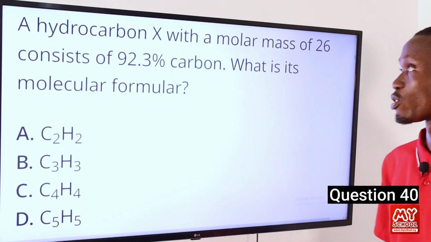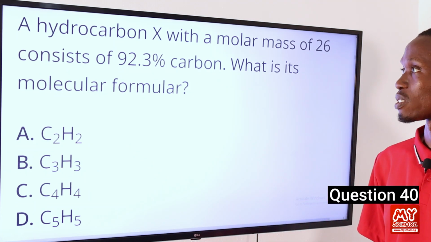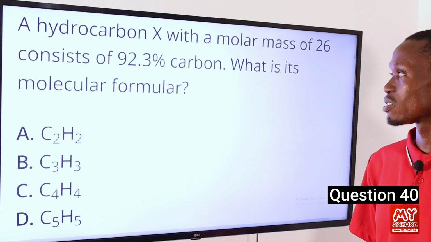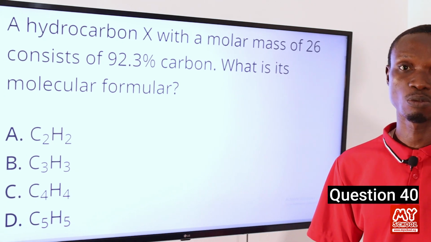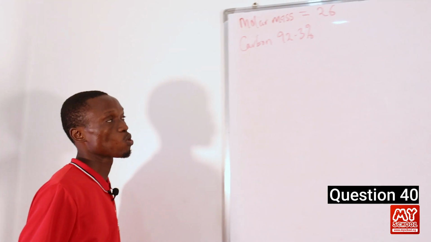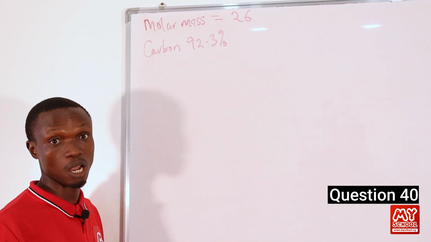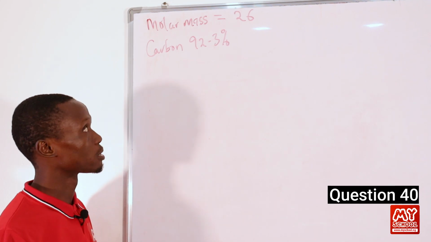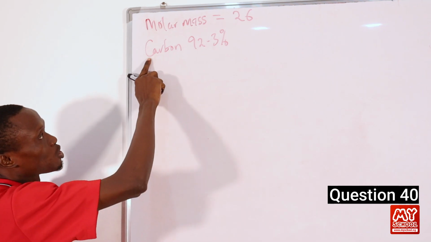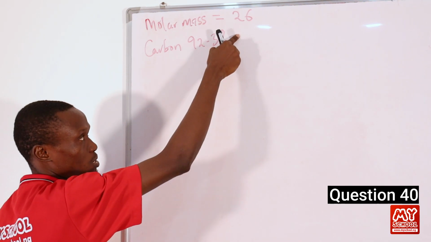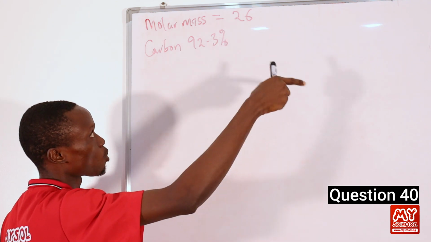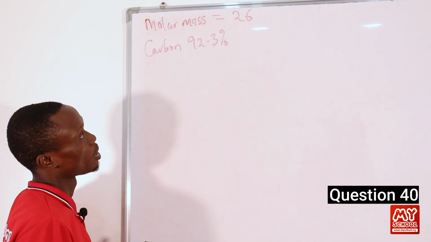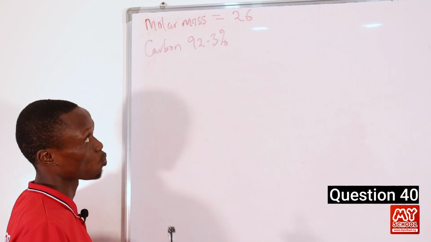Question 40. A hydrocarbon S with a molar mass of 26 consists of 92.3% carbon. What is its molecular formula? So let's move over to the board to solve this question. One thing we must take note of is that a hydrocarbon consists of two elements, hydrogen and carbon. If the percentage of carbon is 92.3%, then the percentage of hydrogen in the hydrocarbon will be 100 minus 92.3%, so that if you add the two percentages together, your answer should be equal to 100.